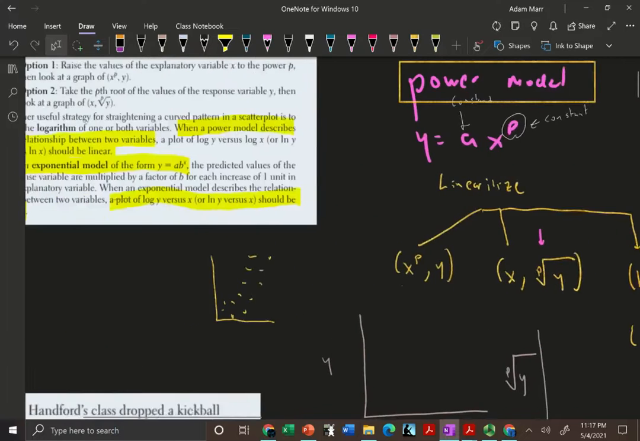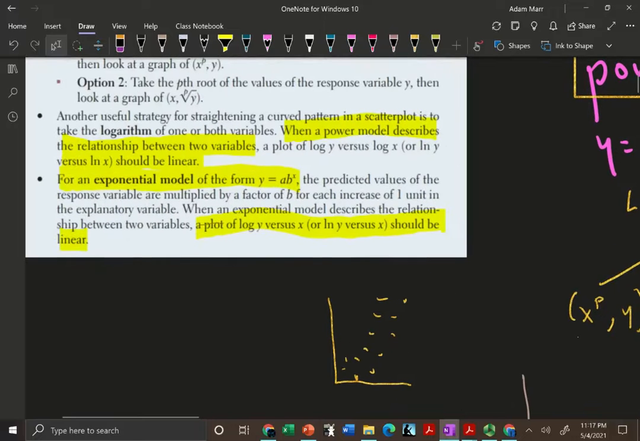Exponential, let's go to the next explanation. For an exponential model, that's y equals ab to the x. Remember, one way to determine if it's exponential is that the exponent is a variable, okay? For a power model, the exponent is just a constant. The predicted values of the response variable are multiplied by a factor of b for each increase of 1 unit. All right, that's not so important. When an exponential model describes the relationship between two variables, a plot of log y versus x, or ln y versus x, should be linear.